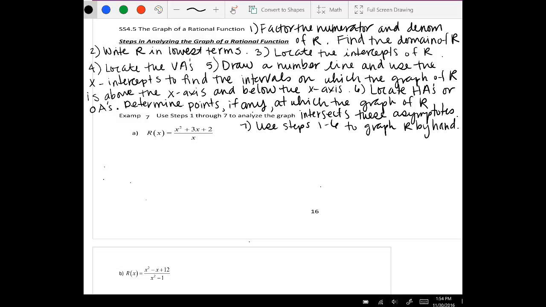All right, so now that we have the steps, let's do example one. Oh, okay, so I need you to fix this for me. Instead of example seven, can you fix that to example one, please? I'm going to have to fix your notes. Okay, here we go. Example one.